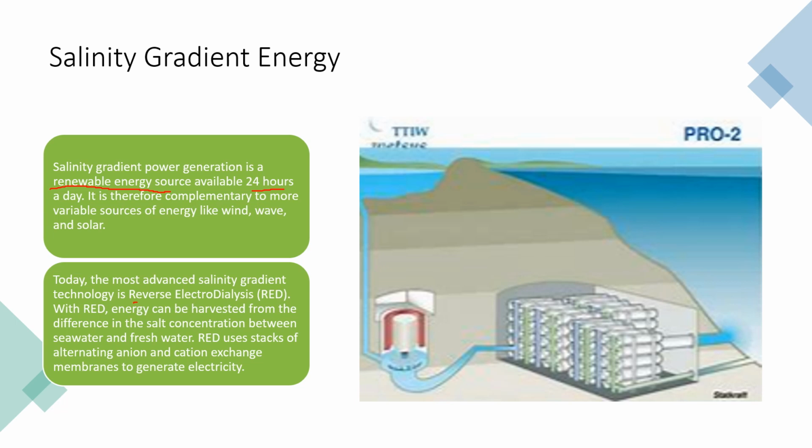So RED is reverse electrodialysis. Okay, that's just a system design. And with RED, you can harvest salinity gradient energy by using the differences in the salt. Salinity meaning salt, so I'm going to write that down here as salt. Gradient. Every time you see gradient, we are looking at the difference. Okay, a difference in the salt concentration.